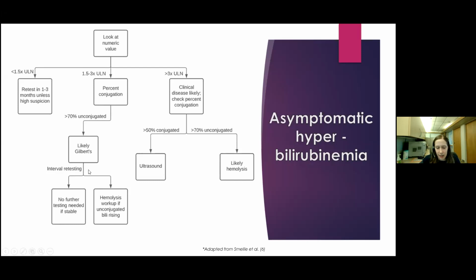If your unconjugated bilirubin is rising on retest, you'd think about potentially working this person up for a possible source of hemolysis. So thinking about haptoglobin, the LDH, blood count, retic count.